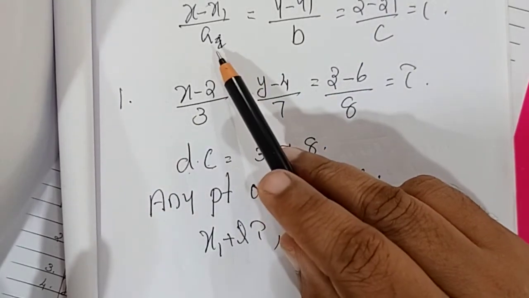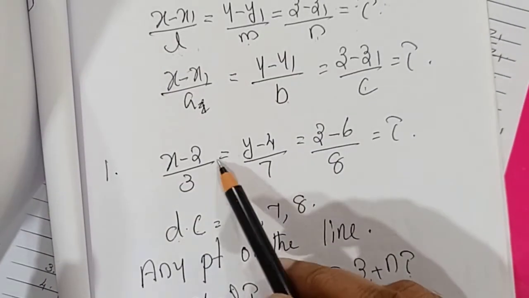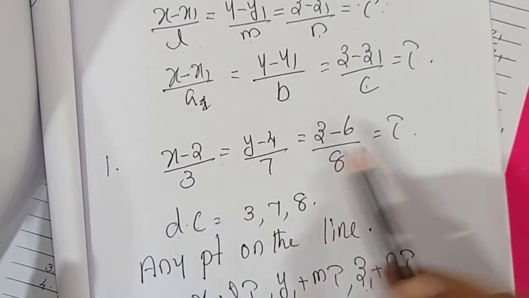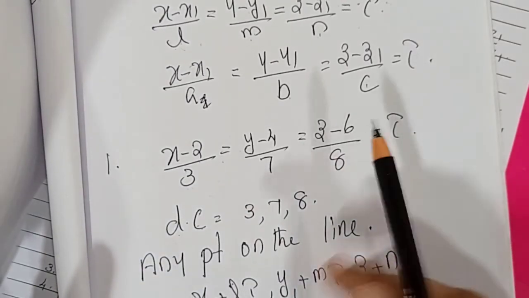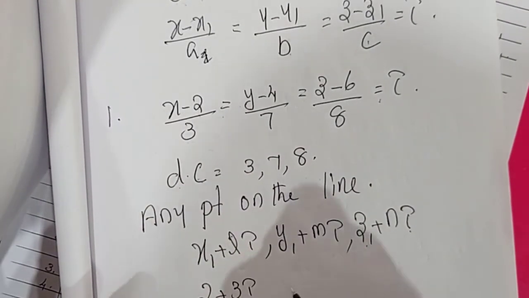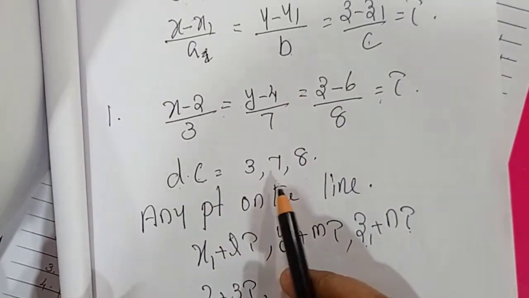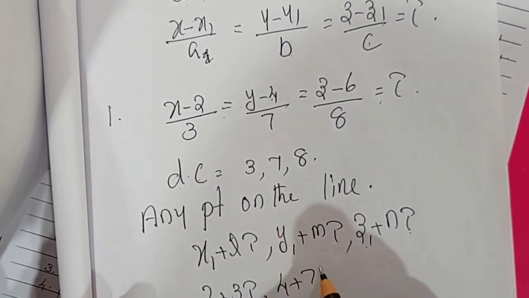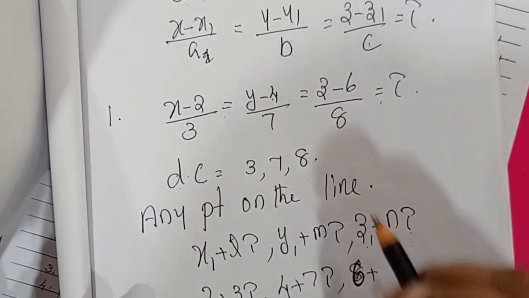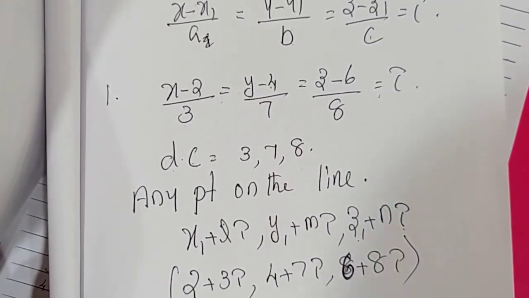Same as in the case of direction ratio. For this, how can you write any point on the given line? 2 is the point, 2 plus 3 lambda. Agree? Comma, 4 plus 7 lambda, and 6 plus 8 lambda. Any point on the line is this.